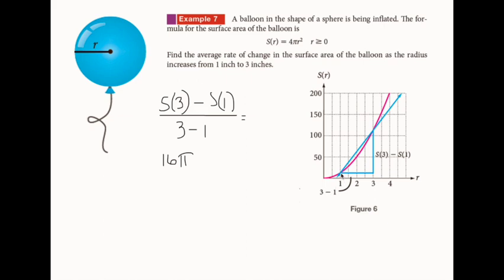When we're looking at it on this graph, here's when I have a radius of 1, here's when I have a radius of 3, and so 16 pi represents the slope of this line that passes through those 2 points. So the slope of this line here, which is our average rate of change, is 16 pi.